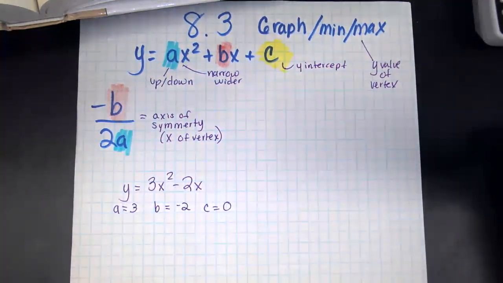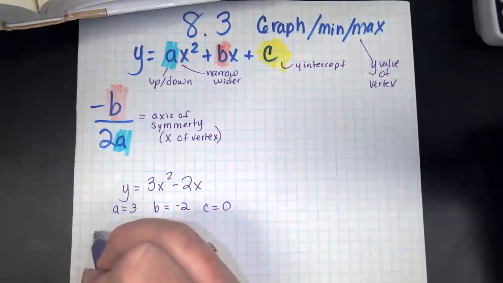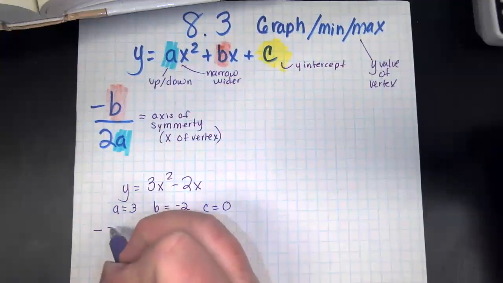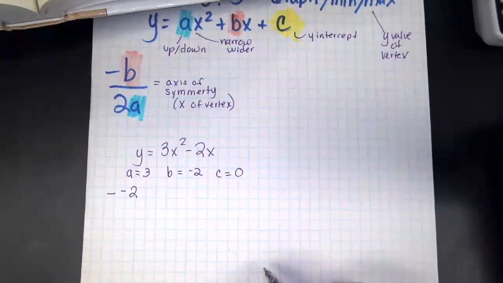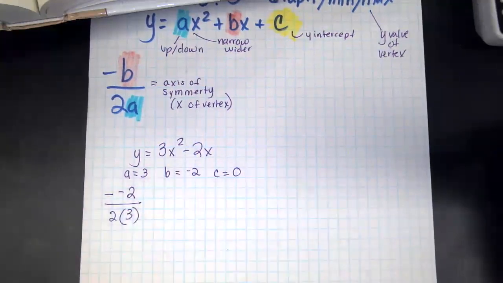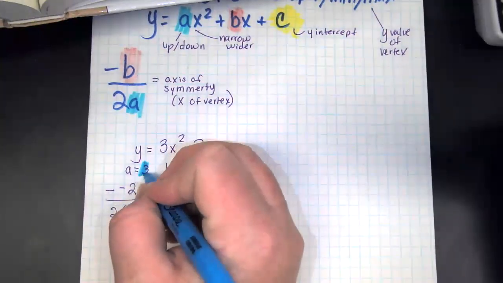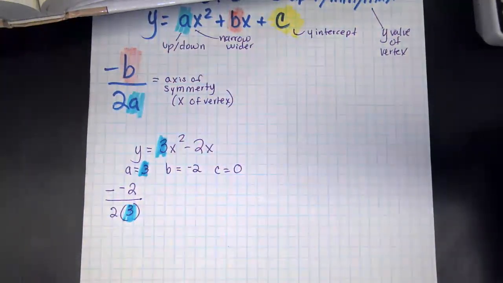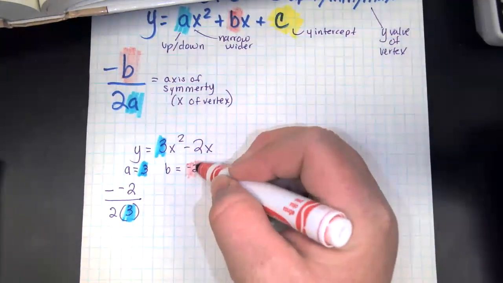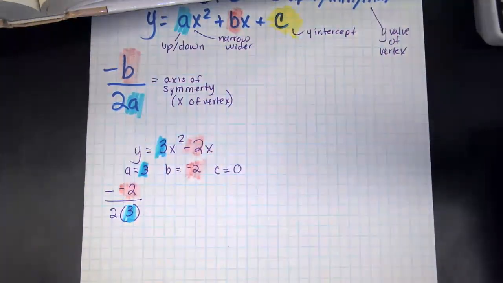Okay, so one of the first things I'm going to do is I'm going to go ahead and do -b over 2a. So I'm going to go a negative, but it's already a -2, so it's a double negative, okay? All over 2 times 3. So I'm going to color code this so you can see where these numbers are coming from, okay? And here's B, and here's B, and here's B, okay?